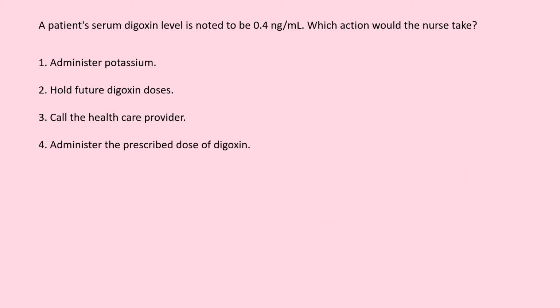A patient's serum digoxin level is noted to be 0.4 nanograms per milliliter. Which action would the nurse take? 1. Administer potassium. 2. Hold future digoxin doses. 3. Call the healthcare provider. 4. Administer the prescribed dose of digoxin.